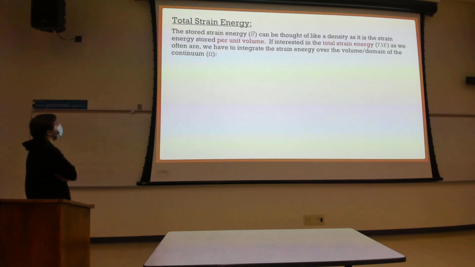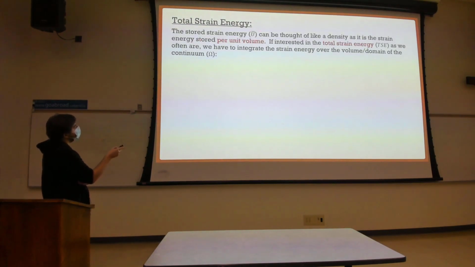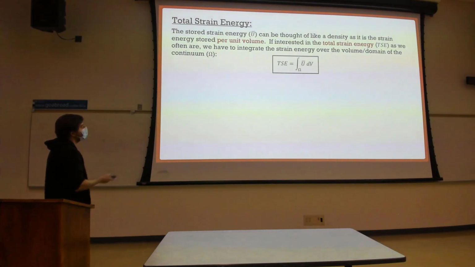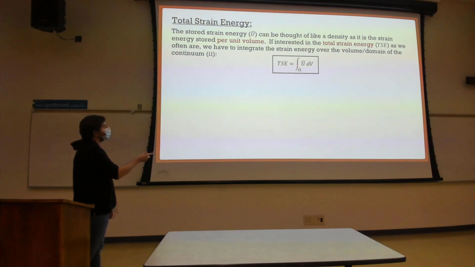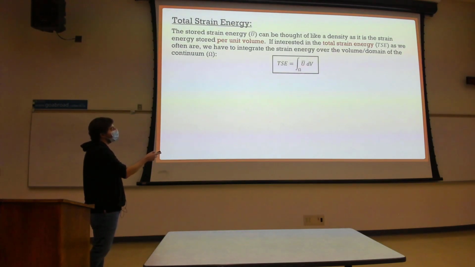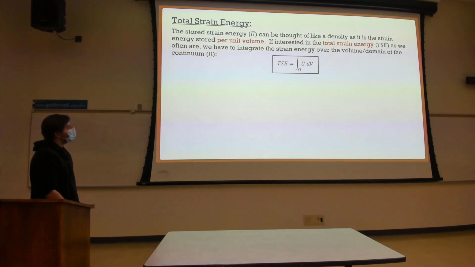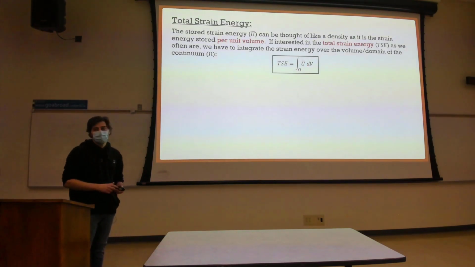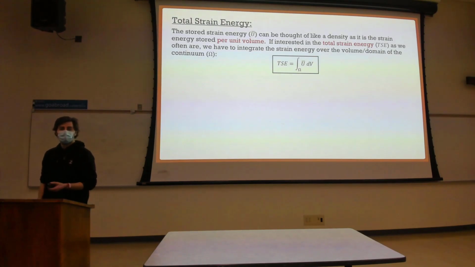So basically, again, the stored strain energy, which we just derived, is the stored energy per unit volume. If we want the total strain energy, we need to integrate over the domain of our shape. So if I want my total strain energy, it's going to be the integral over the domain of that strain energy we just derived. Now this right here looks confusing. Integral over omega, dV. How do I calculate that?